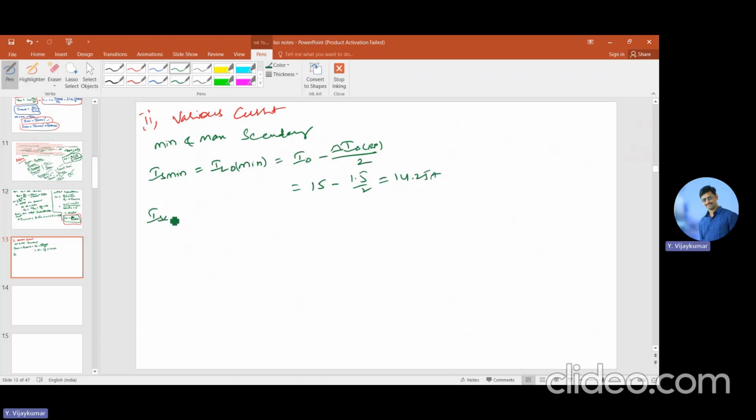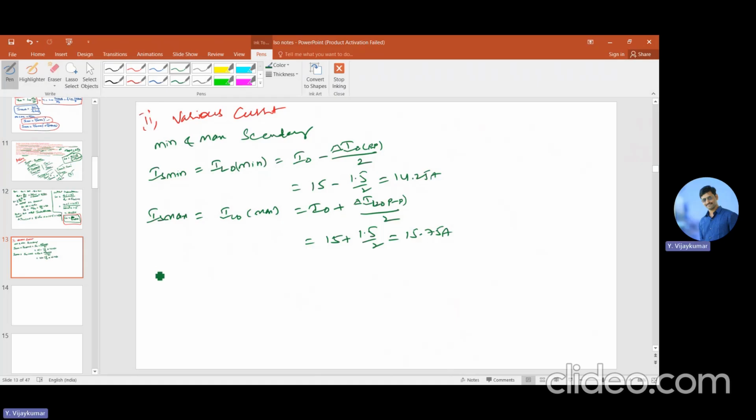And similarly, if you find IS maximum, it is equal to IL naught maximum, that is equal to I naught plus delta IL naught peak to peak divided by 2. So this is 15 plus 1.5 divided by 2, that is equal to 15.75 amperes. Okay, so these are the secondary minimum and maximum.